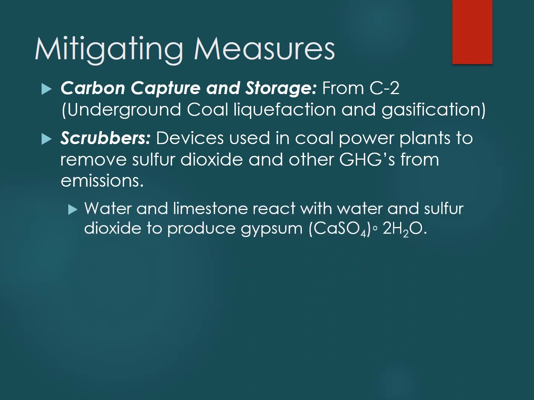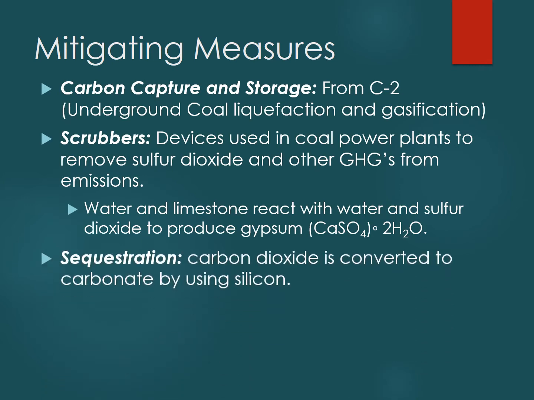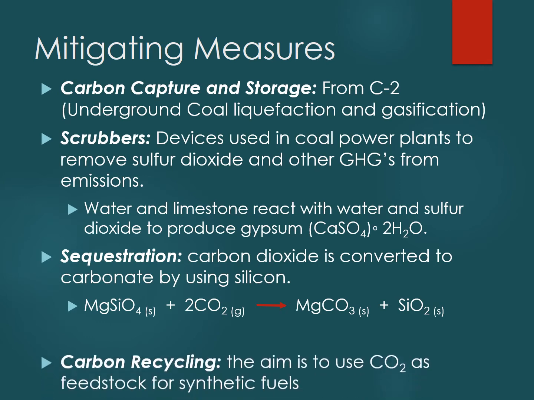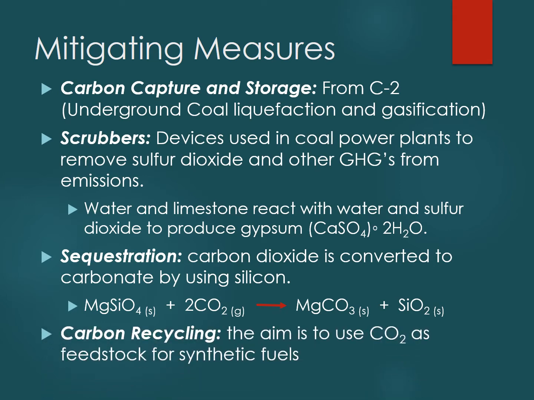When we do this, again, we talked about this in topic 1, we react limestone together with water and sulfur dioxide, and that will produce gypsum, which is calcium sulfate. Then there's sequestration, where carbon dioxide is converted to carbonate by using silicon. In this case, we have magnesium silicate with carbon dioxide to produce magnesium carbonate and silicon dioxide. And finally, carbon recycling, where they use the carbon dioxide as feedstock for synthetic fuels. So they pump it into greenhouses so they can grow all those plants they need to make their biodiesel.